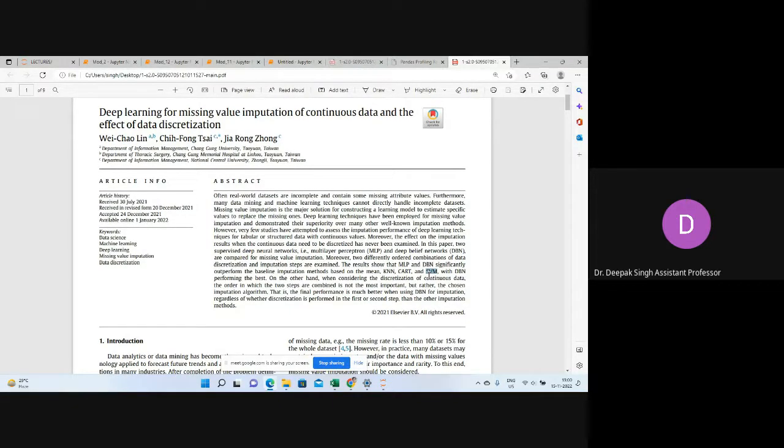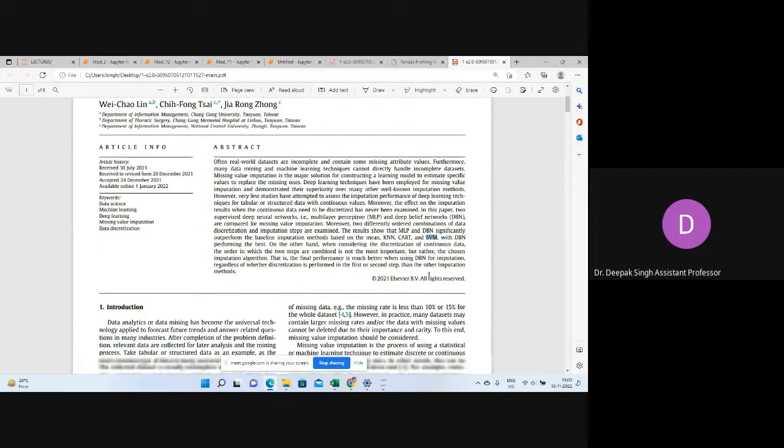In addition to that, they have also conducted one more experiment where they have discretized the missing column, and then seen its effect with the help of the deep learning model, like how it is affecting the deep learning model if I discretize the missing values too. This article is all about that only.